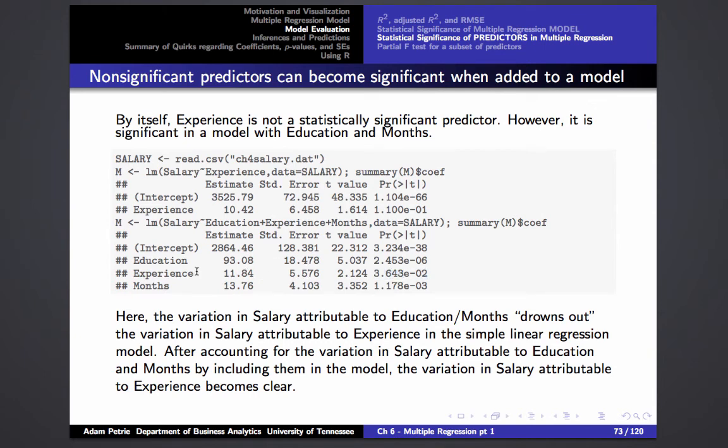So experience does contain some useful information about predicting salary. You wouldn't know it if you predicted salary just by itself because its effect is being overshadowed by other sources of variation. But once we account for those other sources of variation, the association stands out.